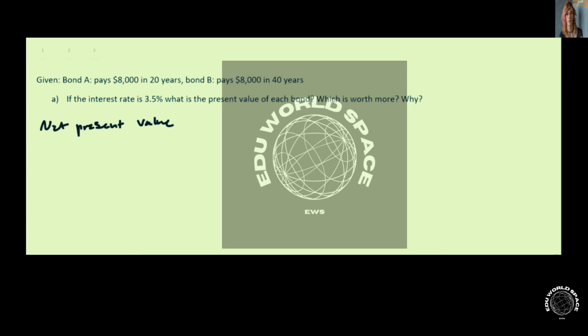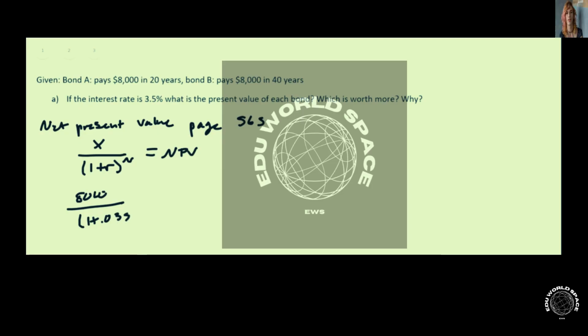And the formula for net present value can be found on page 565 of the textbook. The formula is x, which is the payment you get, over 1 plus the interest rate to the power of n, which is the number of years in the future that you're going to receive the payment, is equal to the net present value. So for the first bond, we're going to receive $8,000 at an interest rate of 3% in 20 years. And this is going to equal $4,020. You can do this with the rule of 70, like the hint in the question says, but it's very easy to do this with a formula.